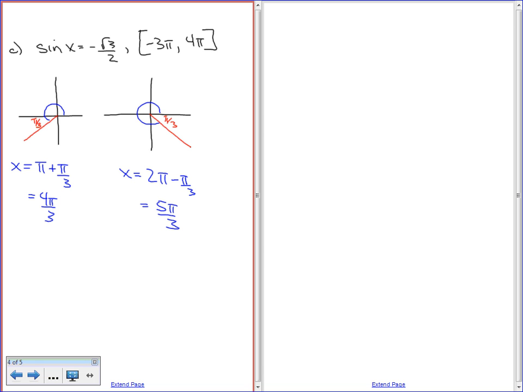Pretty straightforward stuff. Now what you need to do is to answer the question that's being asked. Okay? When is the sine curve equal to negative root 3 over 2 between this interval? So what I would do is I would start with my first answer and I would add on multiples of the period, 2π, until I get outside of the interval, and then I would go in the other direction to get all the ones that fit inside the interval.